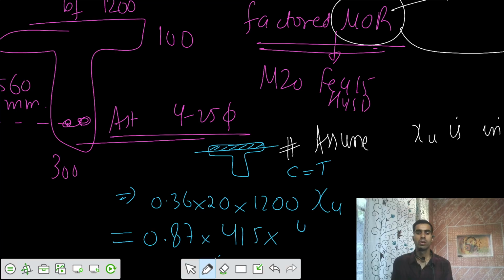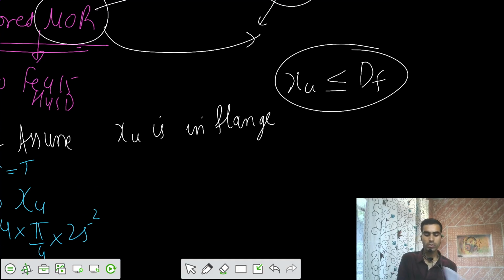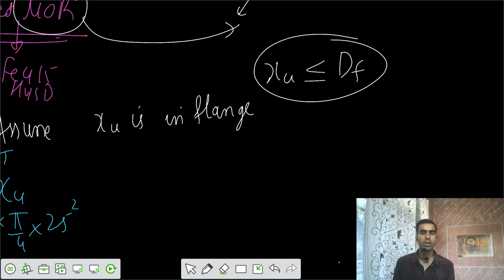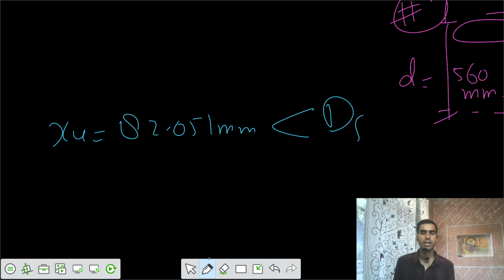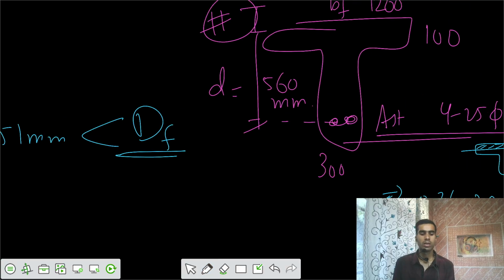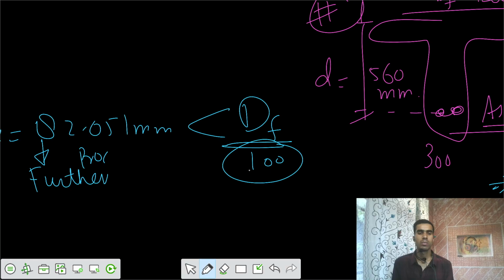What is the Ast we have? 4 number of bars of area pi by 4, 25 square. So this value xu comes out to be equal to 82.051 millimeters, and that is lesser than df. Your df was 100, so that's true. That means the assumption is true. If the assumption is true, that means you can proceed further.